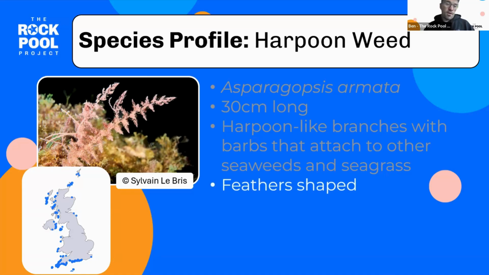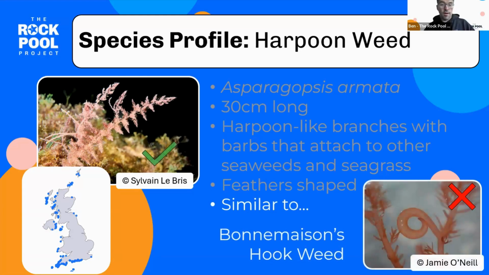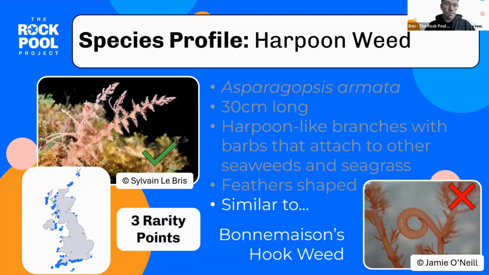The rest of the seaweed has very feathery shaped fronds. And it is similar, I would say, to Bob Mason's hookweed. And the straightforward way of telling the difference is looking at these appendages. So they're not hooks, they're harpoons. 3 rarity points for this one.